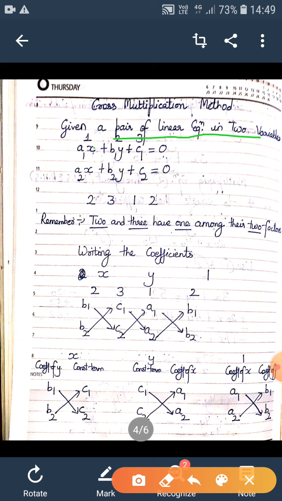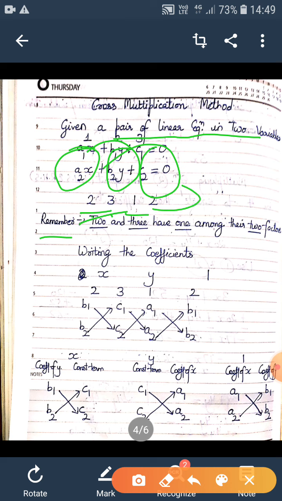So we denote the first term of the first and second equation, then the second term, and then the third term. So the rule is 2 3 1 2. You can remember this: 2 and 3 have 1 among their two factors. We know that 2 and 3 are prime, and as prime numbers have exactly two factors, the number 1 is among them, and the number itself. So 2 3 1 2.